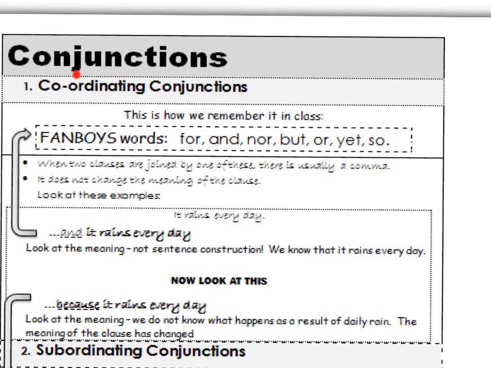Let's have a look at conjunctions. There are two kinds of conjunctions we're going to have a look at. The first one is a coordinating conjunction. Coordinating conjunctions are quite easy to find, and I'm going to show you how.